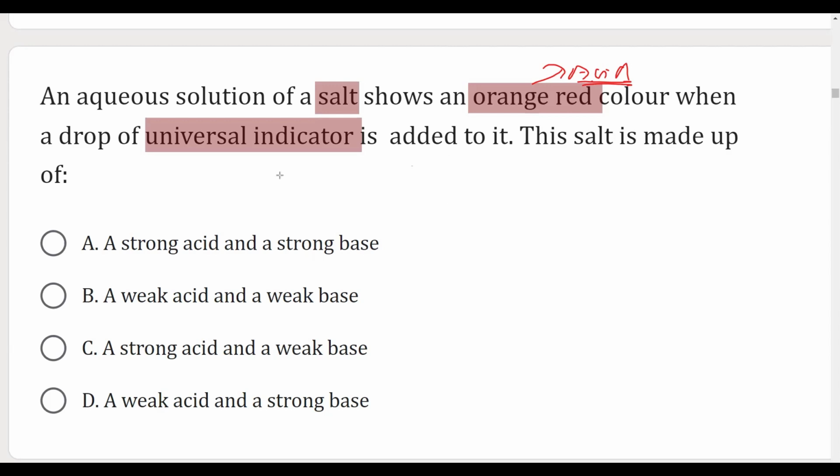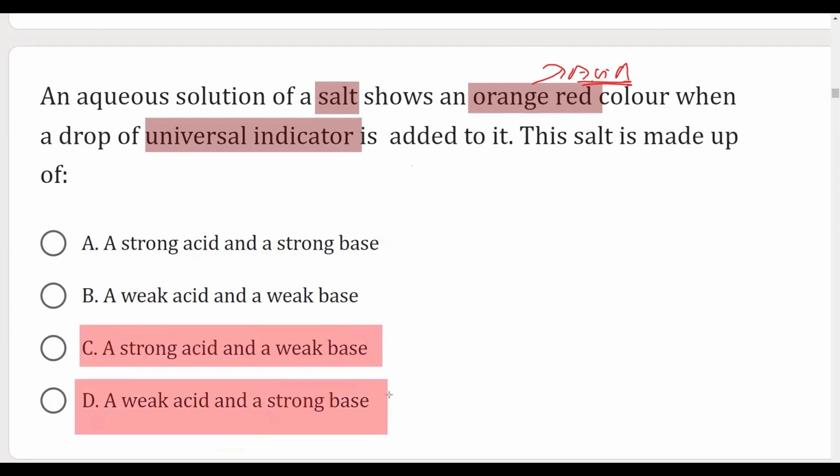Let's figure out. The first option is strong acid and a strong base. No, because a strong acid and a strong base will give you a neutral salt. Weak acid and weak base, again a neutral salt. We are looking for an acidic salt. Strong acid and weak base, yeah, that should be correct. This will give you an acidic salt. This is not true because a weak acid and a strong base will give you a basic salt. So the correct option is option C here. This is the correct one.